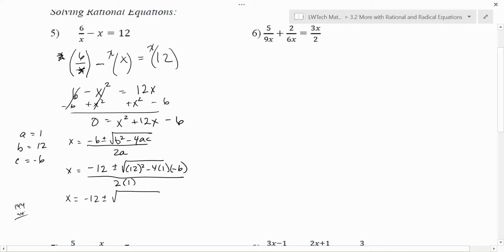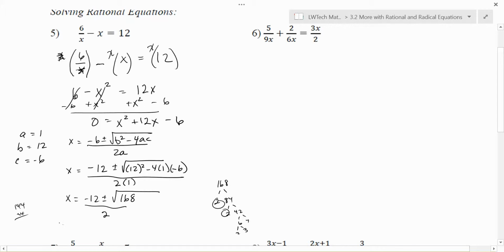144 plus 24 gives me 168, square root of 168, all divided by 2. In this particular case, if you want to simplify your expression to get your two possible solutions, we can go through and see if there's any perfect squares in here. It is even. 84, 2 goes into that also. 42 times, that's 6 times 7, and 2 times 3. So we do have a set of 2's that are in there.